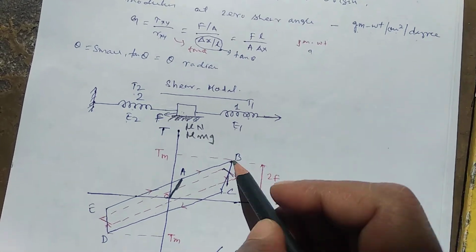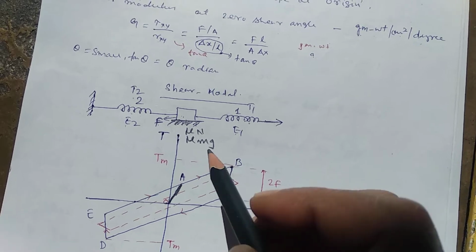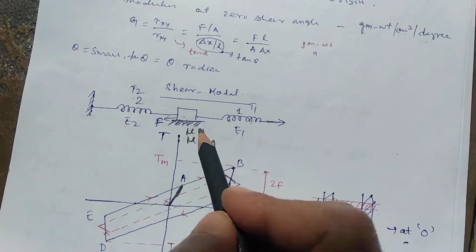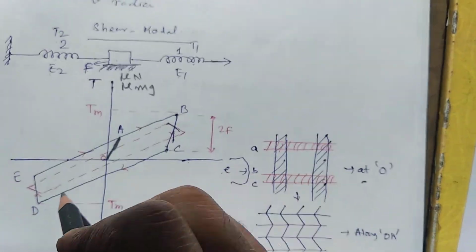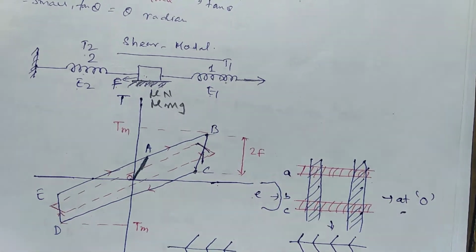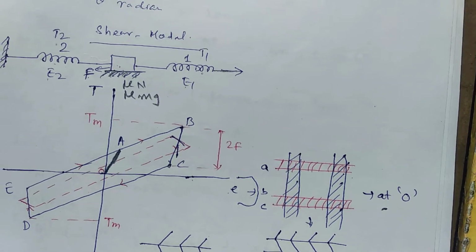Now if I release, it will return toward its original position, and in the same way it must overcome the frictional force, and it will move, and we can get this hysteresis curve. That means it will never come back to the original position.